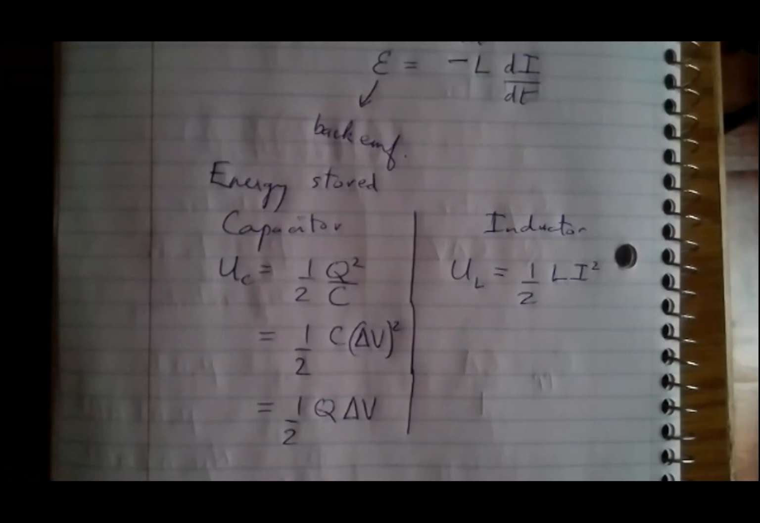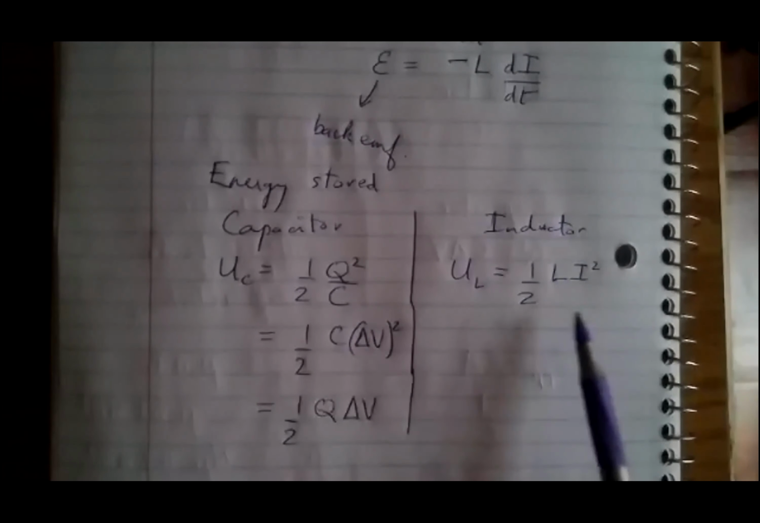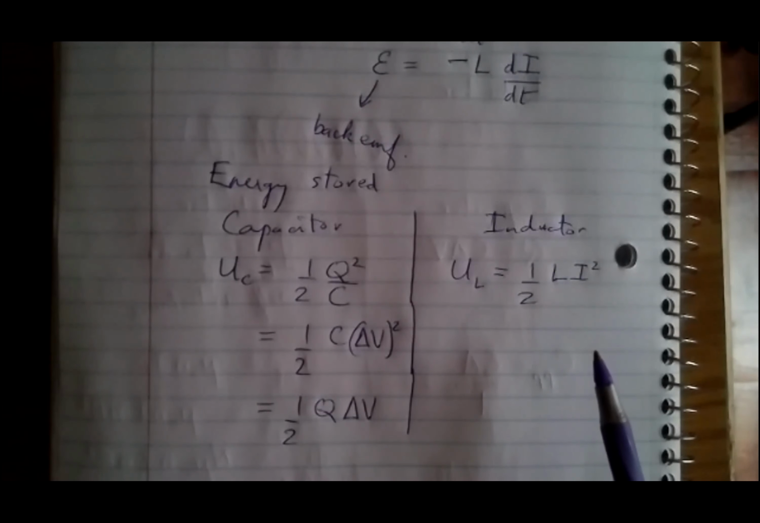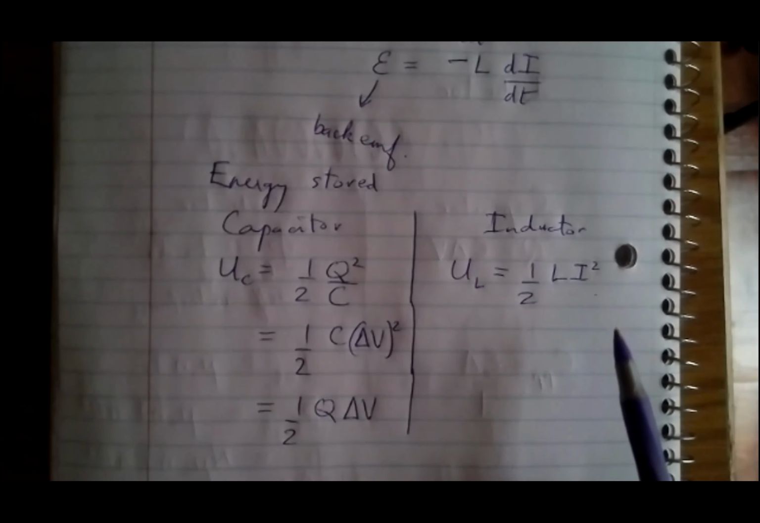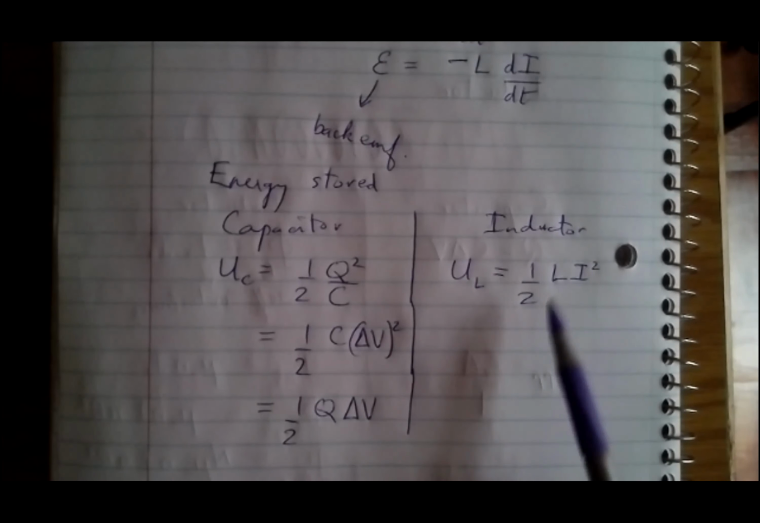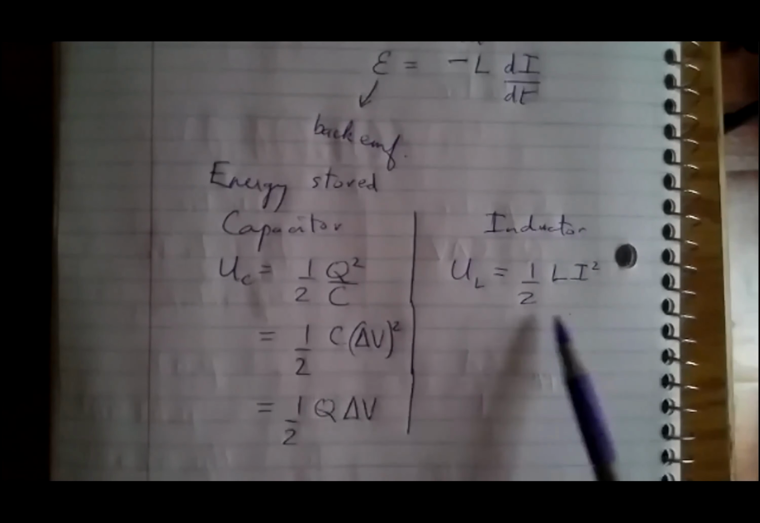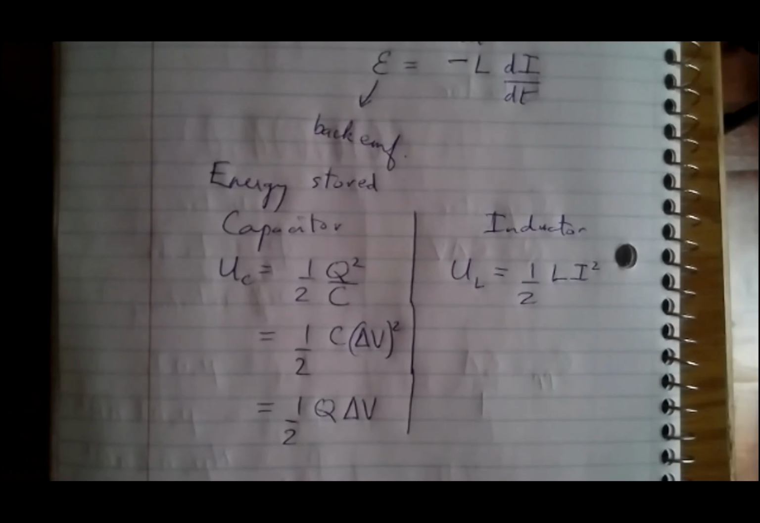This is like potential energy? Yeah, this is like potential energy. So basically the idea is that because an inductor resists a change in current, if you want to ramp up from zero current to a final current I, you need to do some work, and that stores potential energy in the magnetic field in the inductor. And that's this much potential energy.